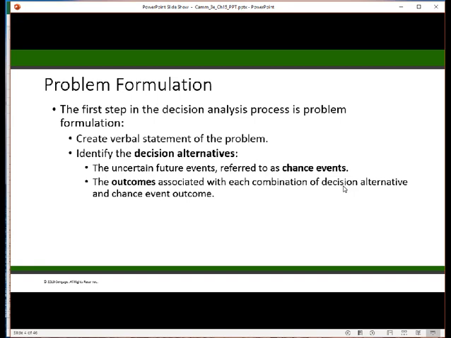Then we have to look at the decision alternatives. So obviously, as we've been saying all along in the semester, we have variables that we're estimating their future value, and so we don't know what their future value is. We have to estimate it, and therefore they're random variables. And in decision analysis, we refer to those as chance events. They can have different outcomes. And of course, an outcome is an association of decision alternative and chance event outcome.